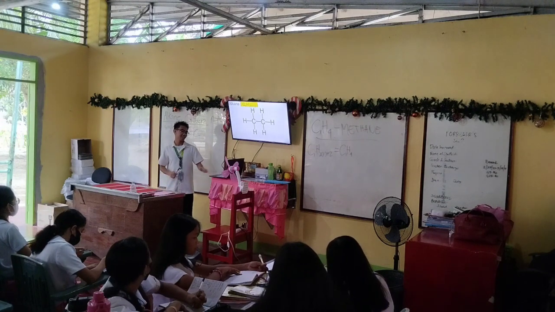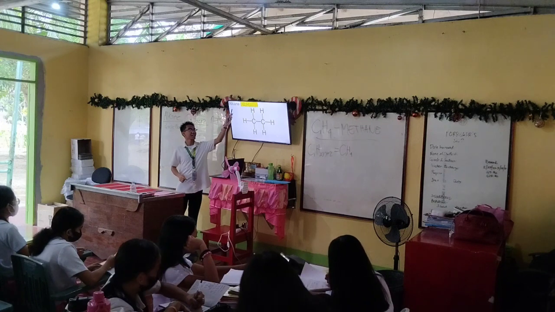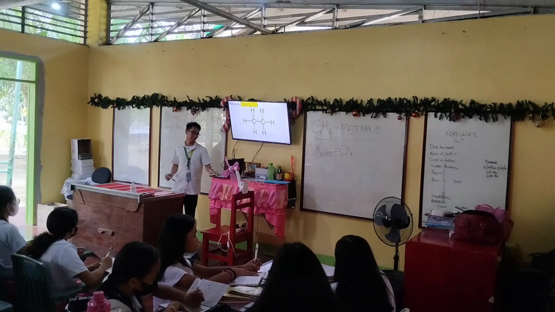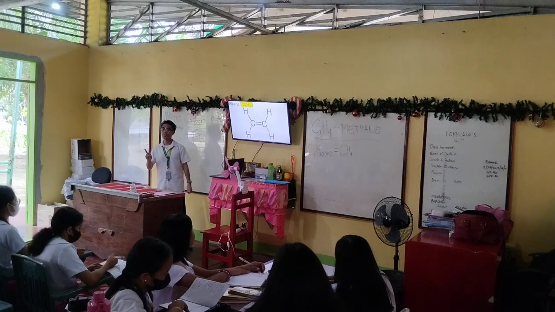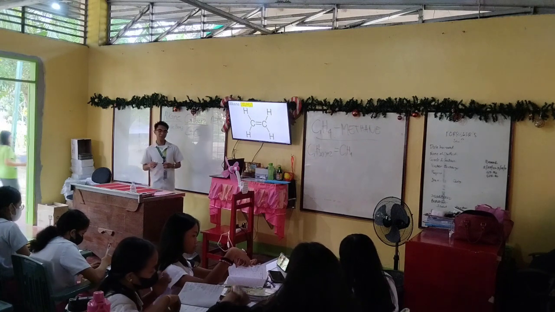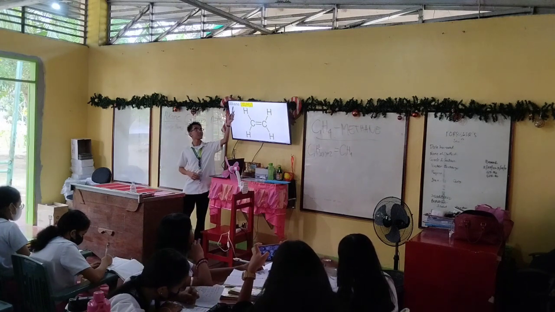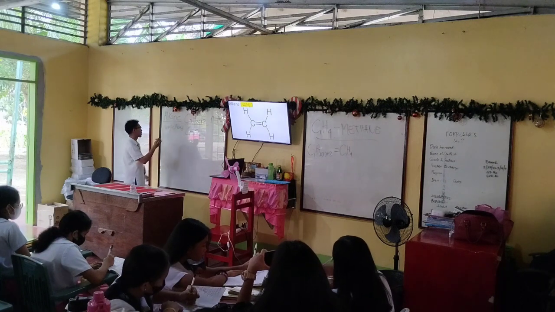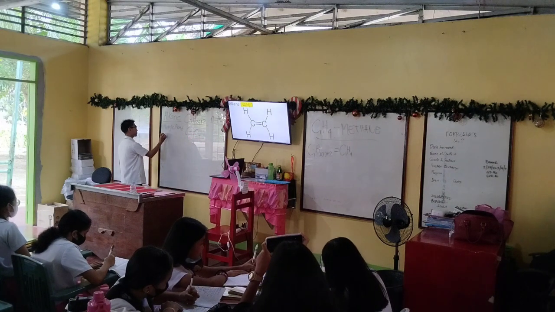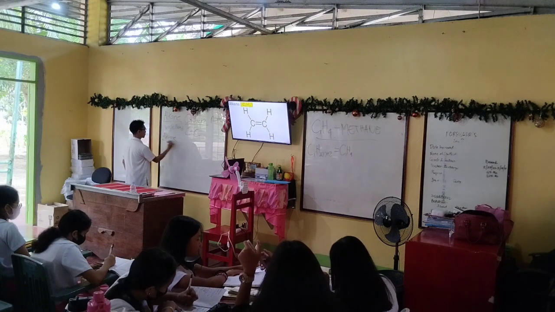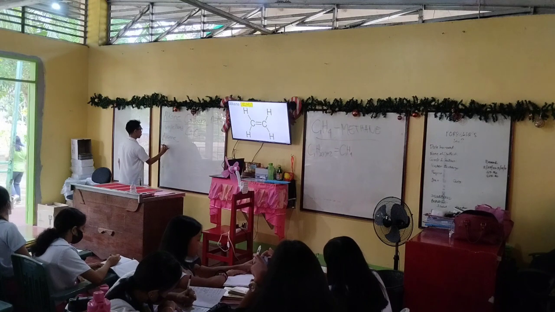Okay, let's proceed. Alkane, it ends with an A. Now let's proceed to the second hydrocarbon, which is the alkene. We just replace the A with an E. So what's the difference between alkane and alkene? In an alkene, it has double bonds.